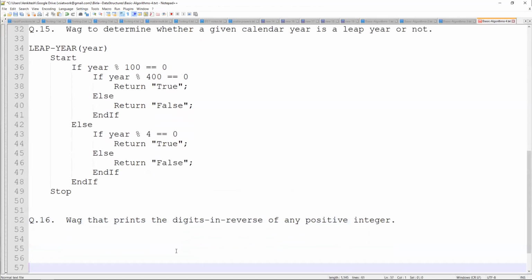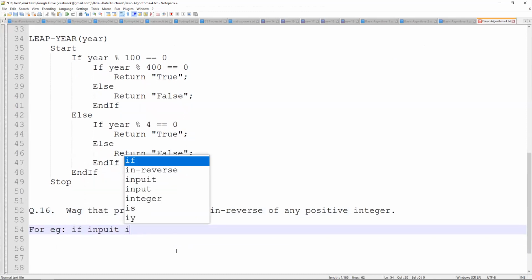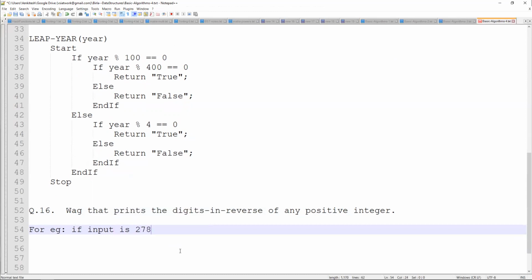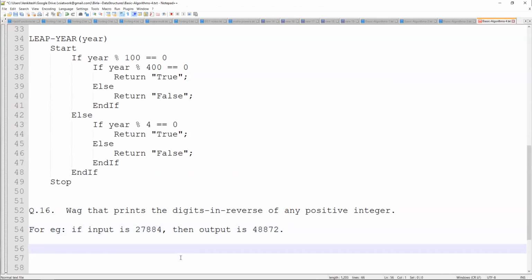What does that mean? For example, if input is 27884, then output is 48872. The number that you get by reversing the digits. Is that all right? So how do we do this? We are basically supposed to extract the digits and then reverse them, right?